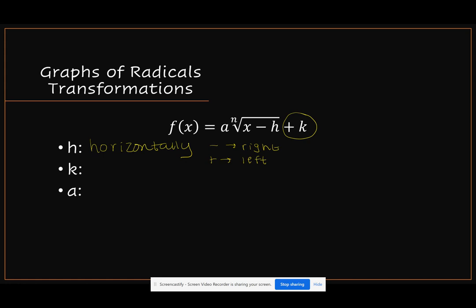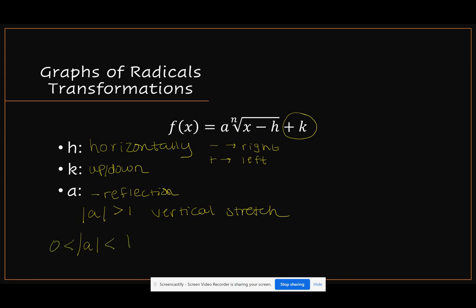For your k, that moves it up or down, but with the same sign. So vertically. And then for a, if a is negative, it's reflected over the x-axis. And if the absolute value of a is greater than 1, so it's not a fraction, it's a vertical stretch. And if the absolute value of a is between 0 and 1, so it's a fraction, that's when it's a vertical compression. I'm sure these words are coming back to you now.